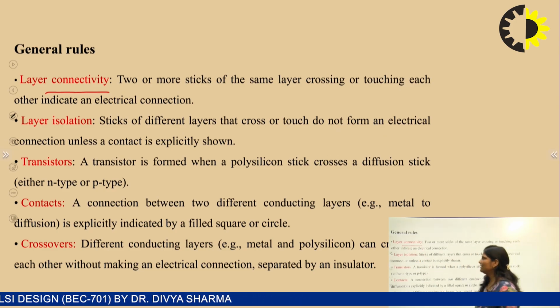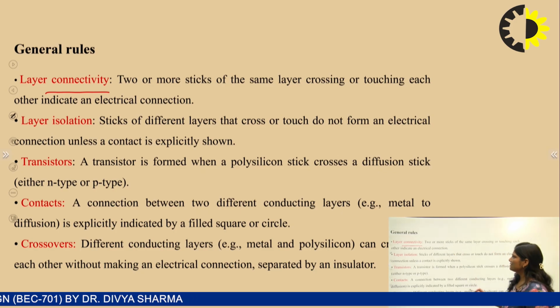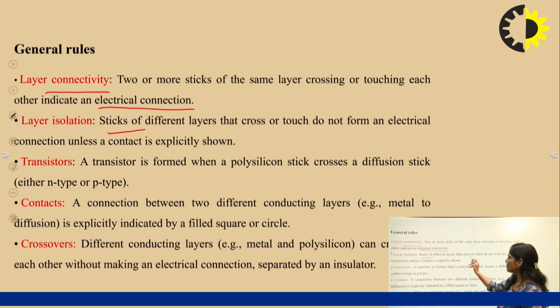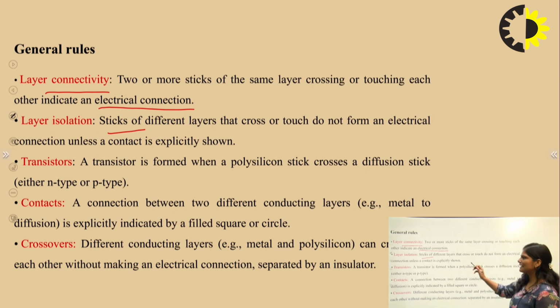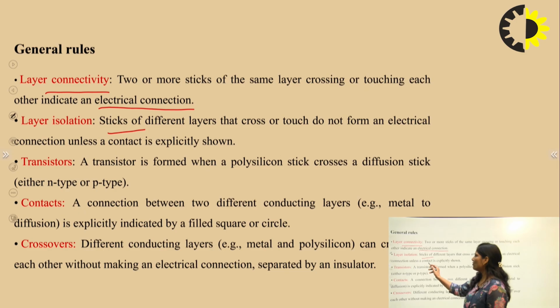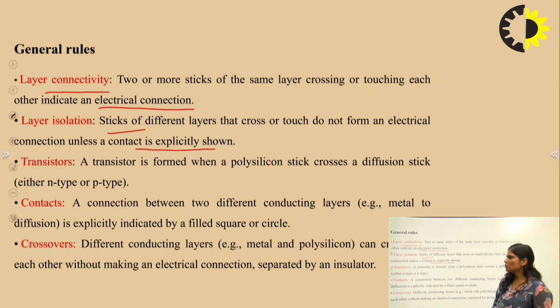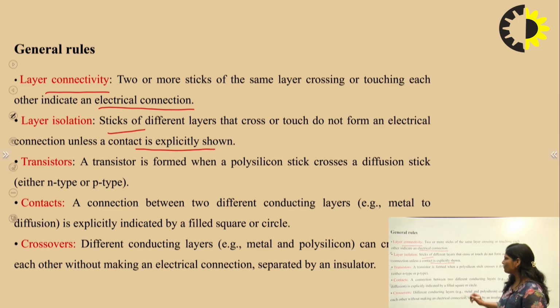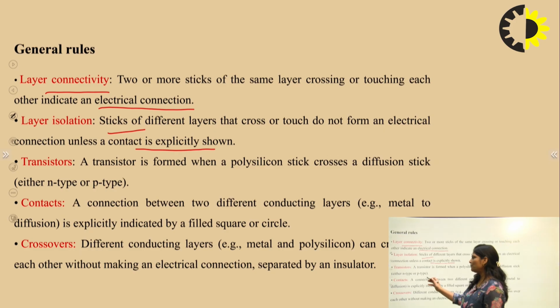Layer connectivity. It means two or more sticks of the same layer crossing or touching each other indicates an electrical connection. Now second is layer isolation. It means sticks of different layers that cross or touch do not form an electrical connection unless a contact is explicitly shown. Now third is transistors. A transistor is formed when a polysilicon stick crosses the diffusion stick, either N-type or P-type.